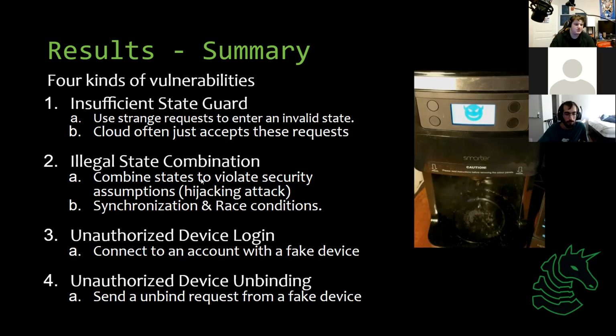Yeah, no problem. So illegal state combination is just abusing things like synchronization and race conditions to get that to happen. And then what results of that are 2 things. Unauthorized device login, which essentially allows you to connect to the account with a fake device, and then unauthorized device unbinding and basically hijacking a device altogether, which means you can just take over a device. So we're going to talk about all of these. Well, 2 of them, the last 2.